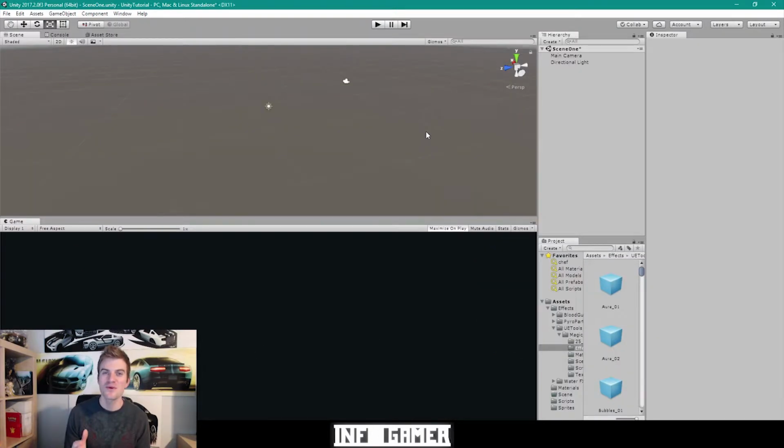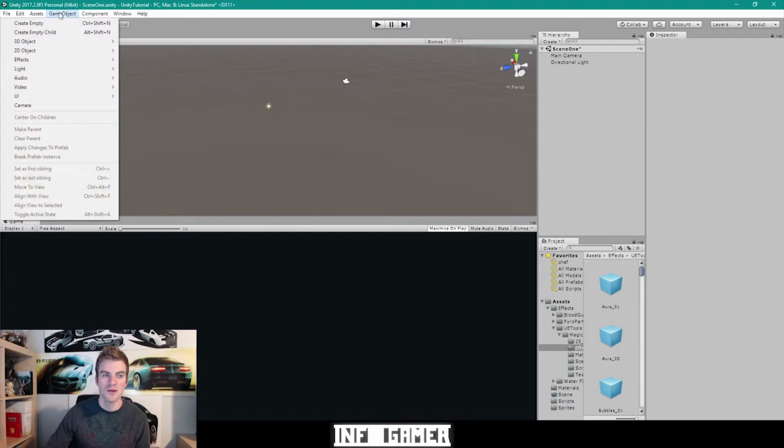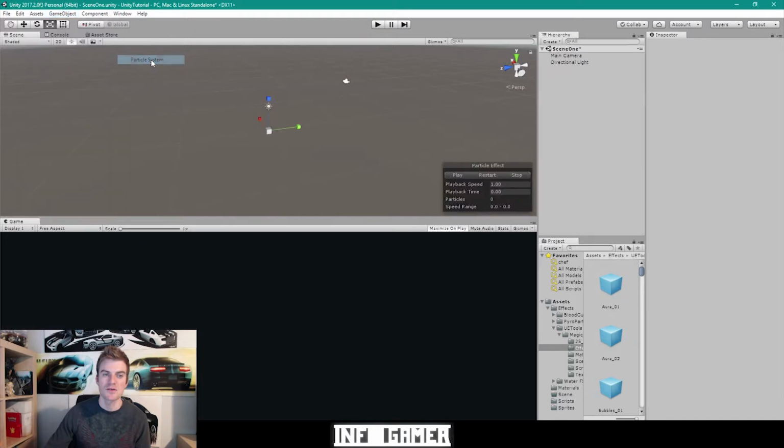Now that we've gone through all those different demos, you should have a little bit better understanding of what particle systems are and how they're used. Now let's talk about how to create a particle system. So here we have my scene, and I've deleted all the other particle systems from our scene. Now to create a particle system, we go up to the Game Object drop-down menu, and then go to the Effects category and select Particle System.